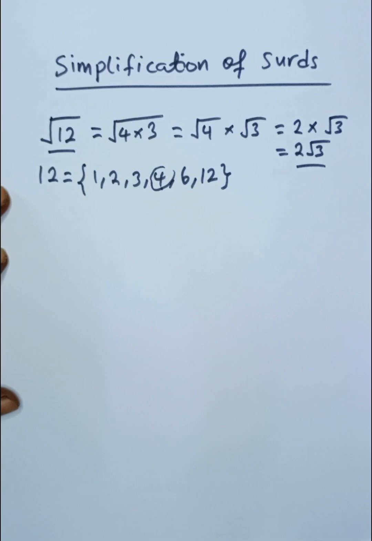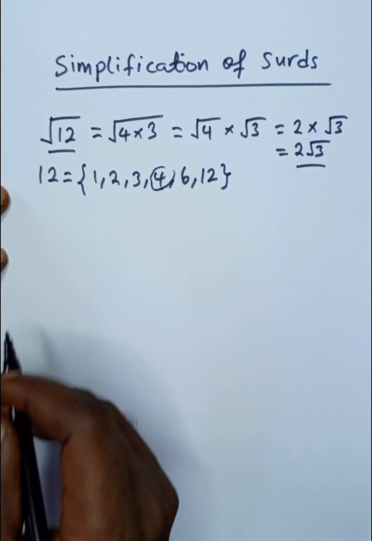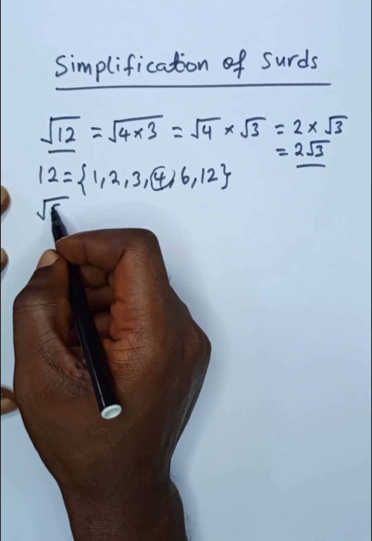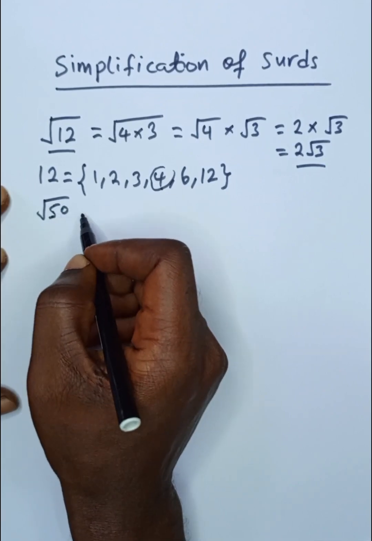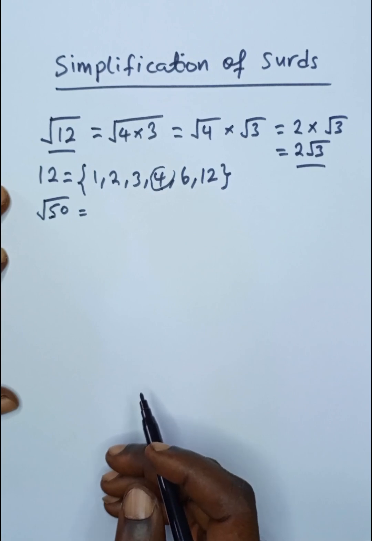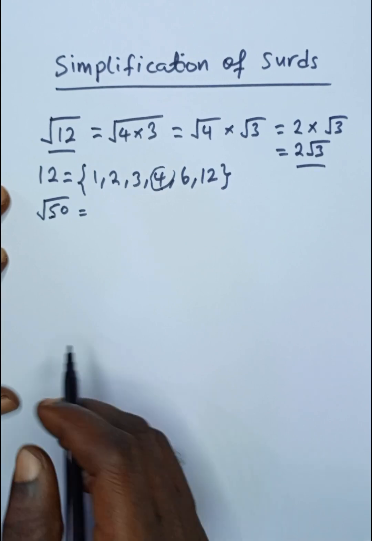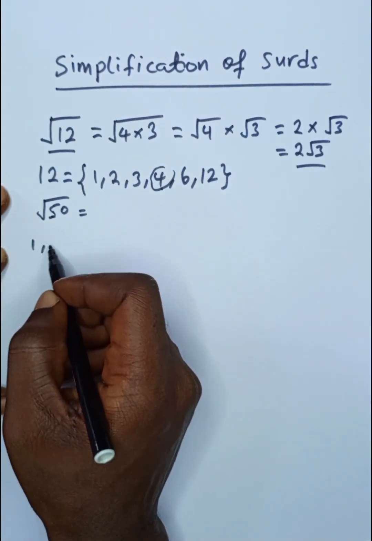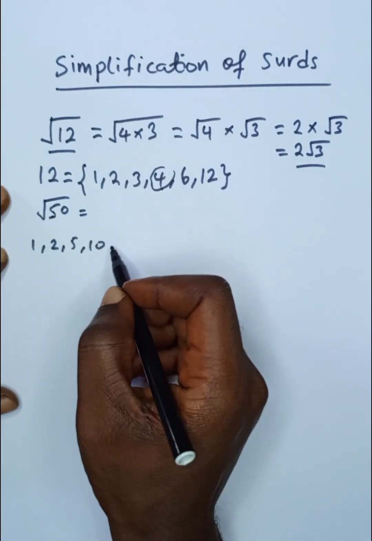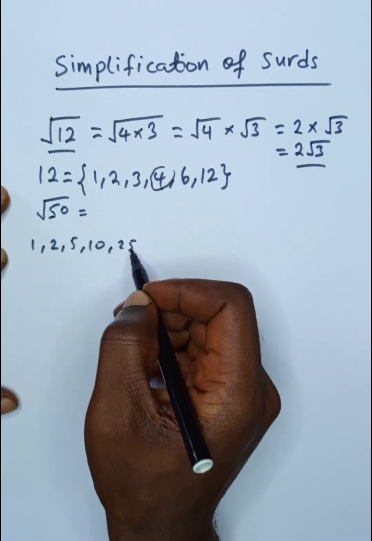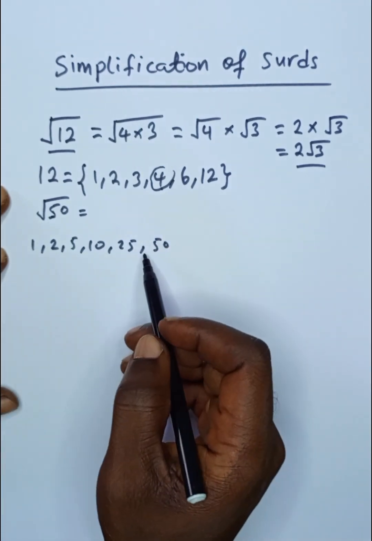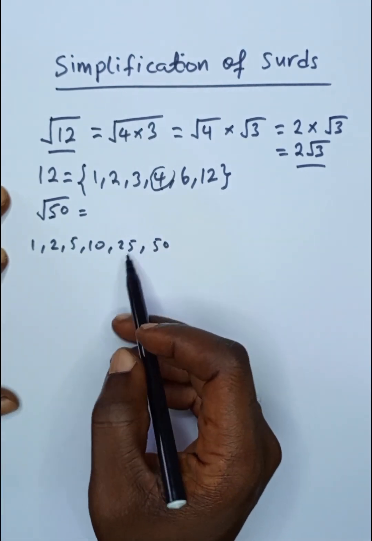Let us solve another example. Let us simplify root 50. As I told you, we are going to find the factors of 50. And what are the factors of 50? We have 1, 2, 5, 10, 25, and 50. And within the factors, we pick the highest perfect square.